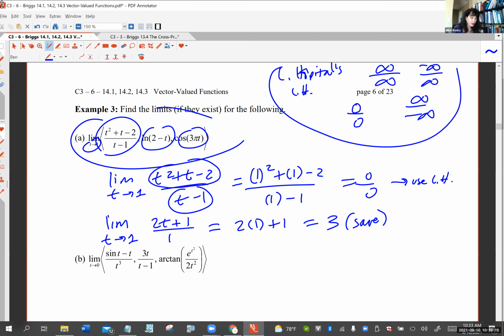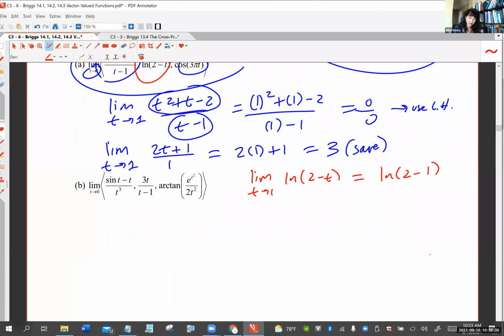Great. Let's do the second component, shall we? That logarithm there. What's the limit as t approaches 1 of ln of 2 minus t? Let's use direct substitution. What's ln of 2 minus 1? ln 1. And that's equal to actually a nice number. Anybody know? 0. Yeah. Save that for later.